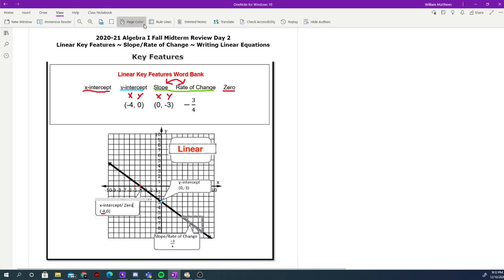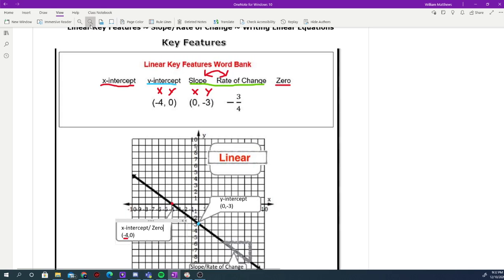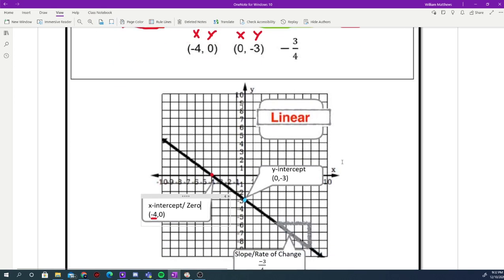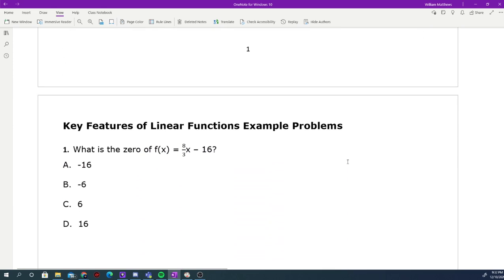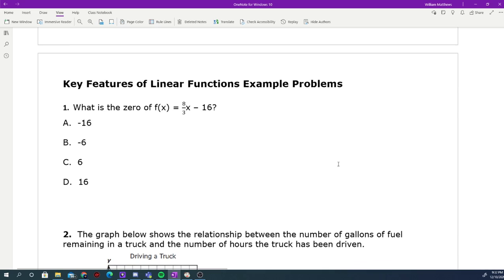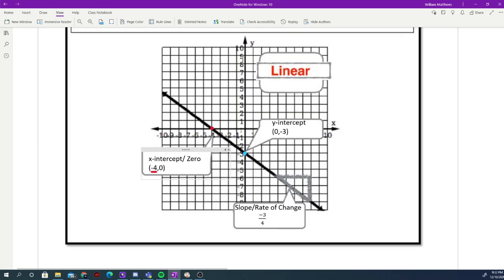I think I can zoom in a little bit. There we go. Now, using some of that information, question number 1 says, what is the 0 of f of x equals 8/3 x minus 16? If we look back up to what 0 actually is, that is when our y value is 0.